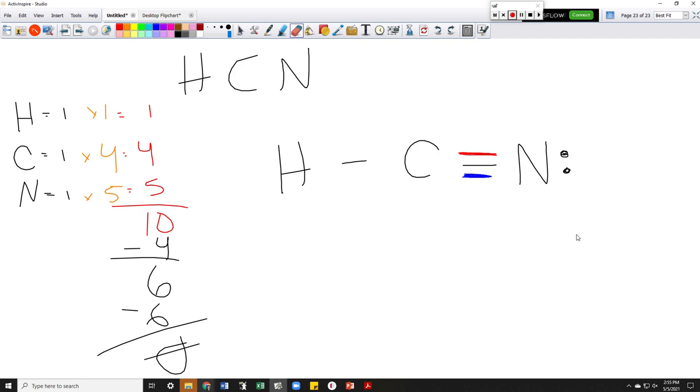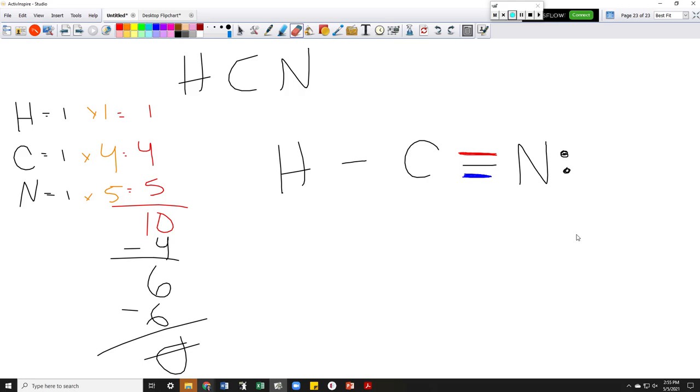Now let's do our VSEPR theory. Okay? This is still the same answers. How many atoms are bonded to carbon? How many atoms? Do the bond numbers matter? No, just the atoms. There are 2 atoms bonded to the center. Be very careful how you answer this. How many lone pairs are on the central atom? None. There are 0. So what is your AB model for this?